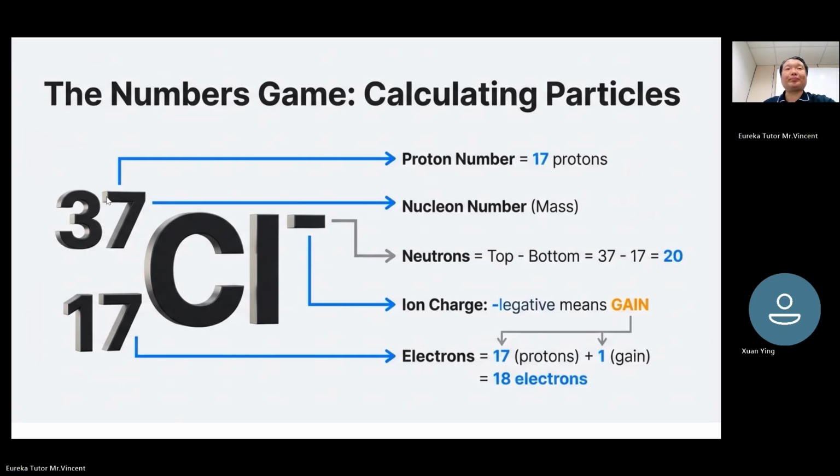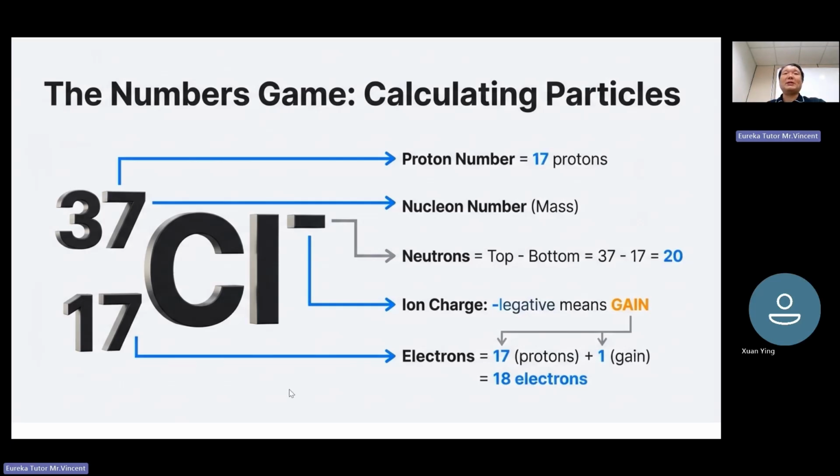The neutron number is the information inside. You minus this one from this one, do the calculation, and you get 20, because this 37 is the proton plus neutron number together. This 17 tells us two pieces of information: it equals the number of protons, and also the number of electrons for a neutral atom. So 17 is the proton number, and this element has 17 protons.